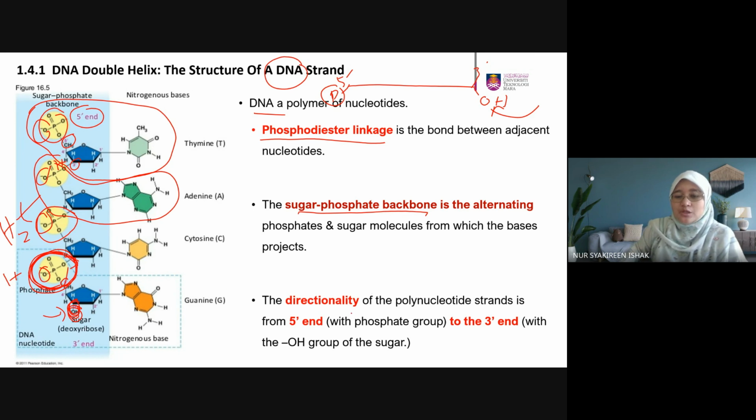So and then the directionality of a polynucleotide strand is from the 5' end, with a phosphate group, to the 3' end with the OH group of the sugar, the hydroxyl group. OH is the hydroxyl group.